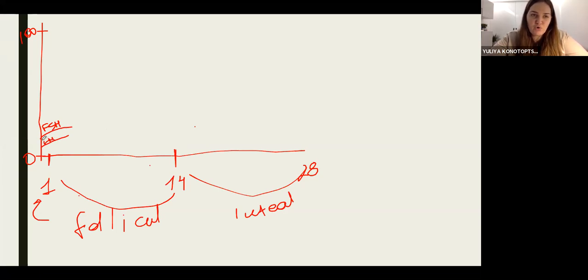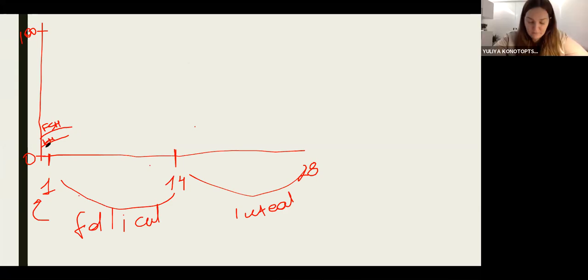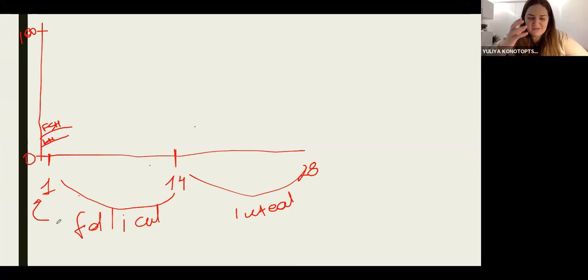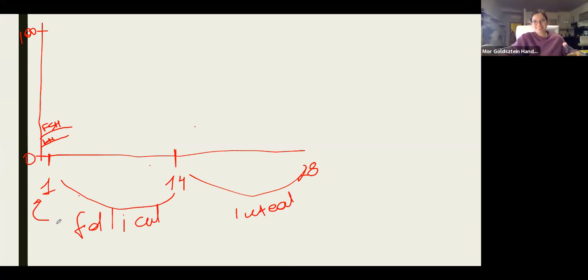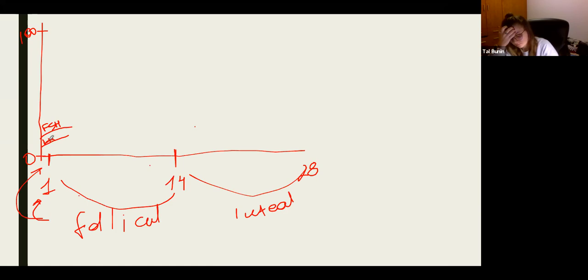Which hormone is responsible for this rise in FSH and LH? GnRH. GnRH, the releasing hormone, so hypothalamus. The hypothalamus is going to give you a boost here on day 1. GnRH, and FSH and LH start to rise.